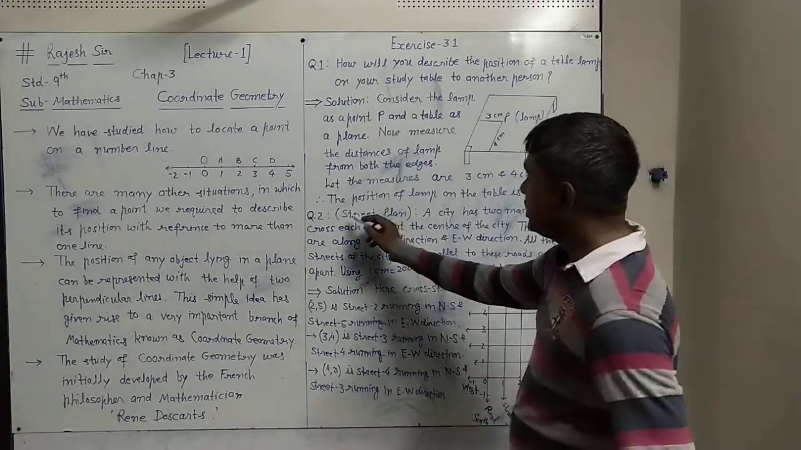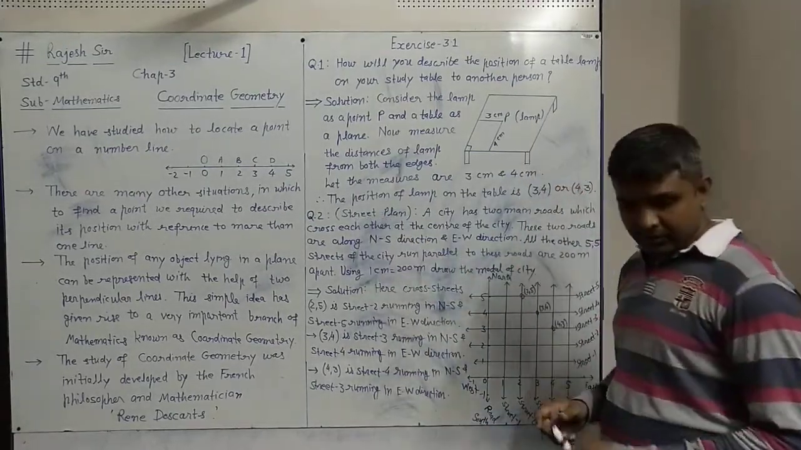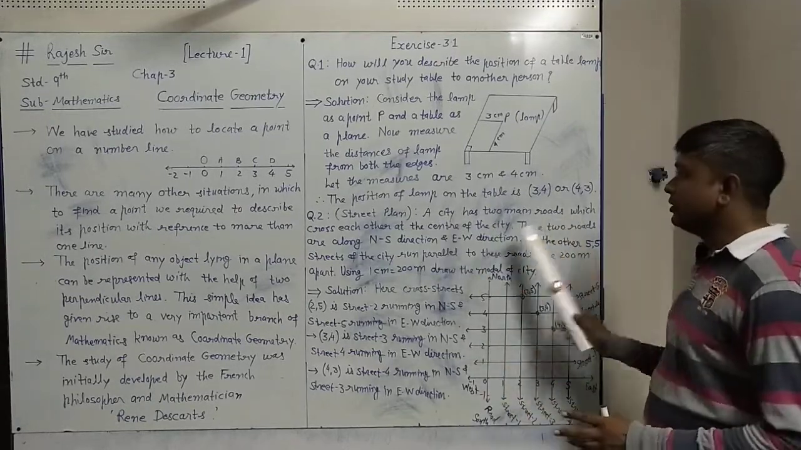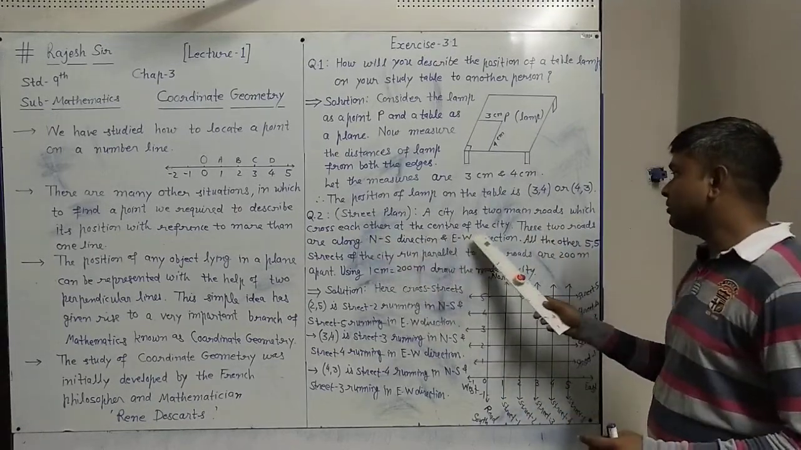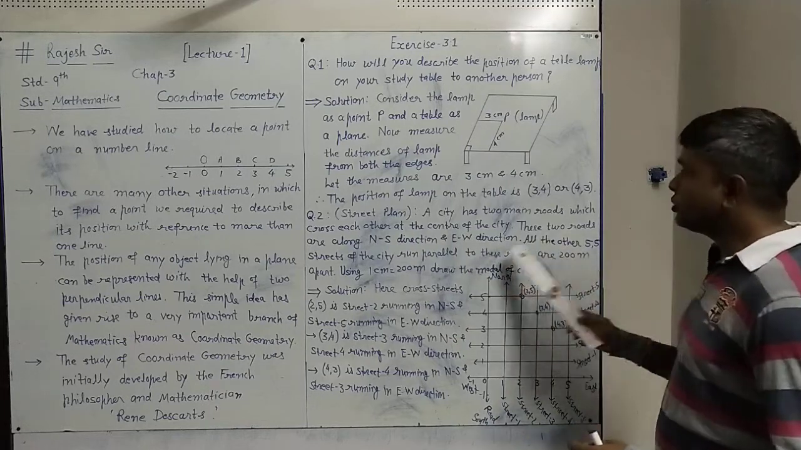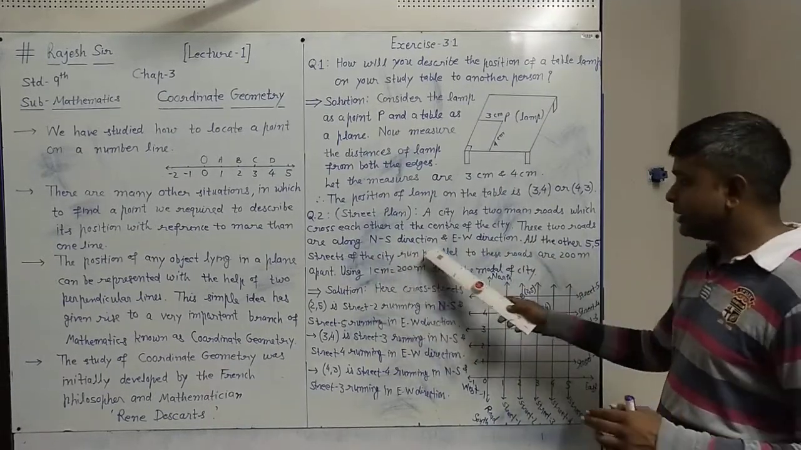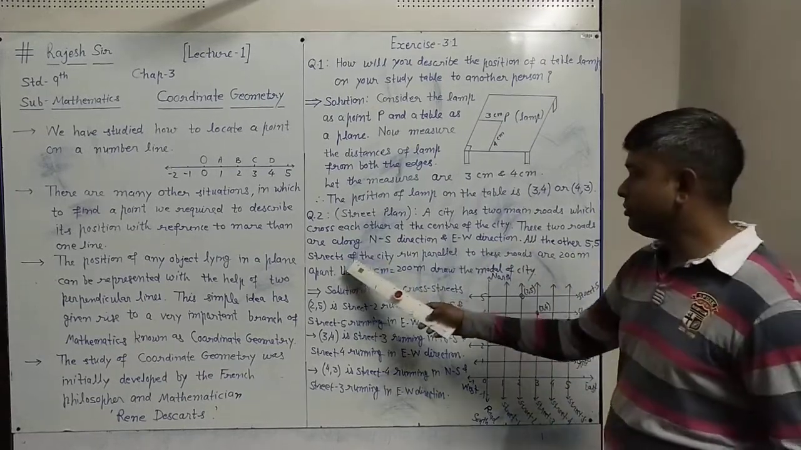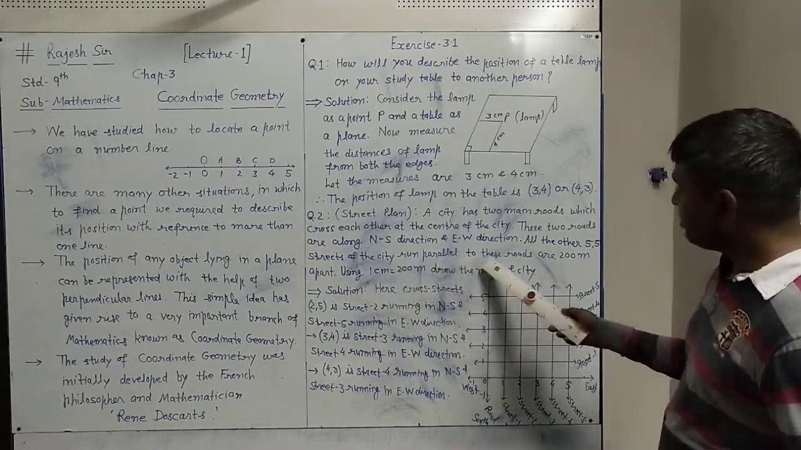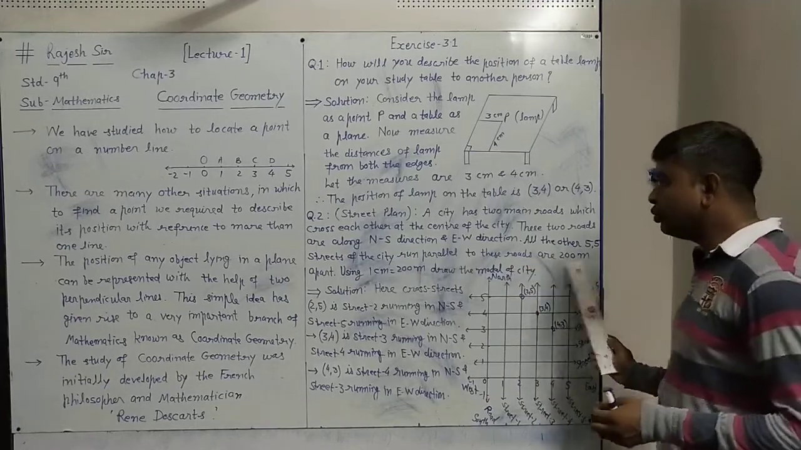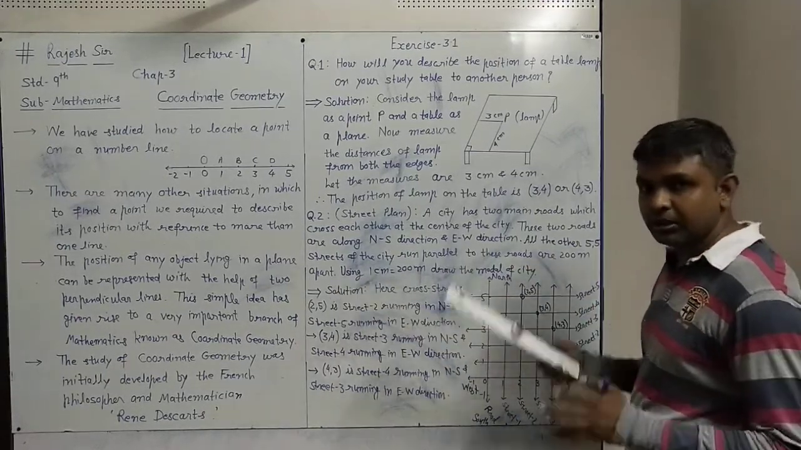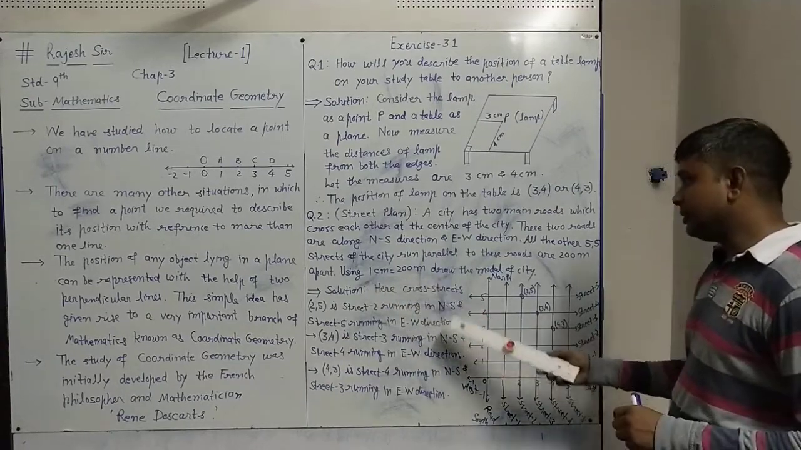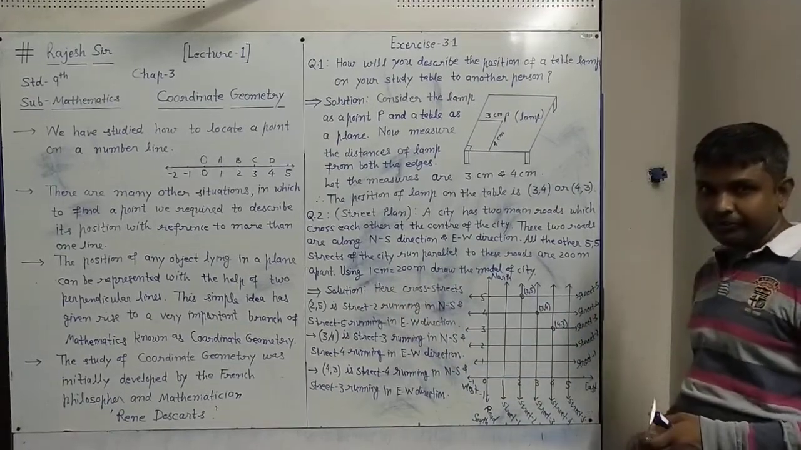Now question number 2, a street plan is given. Which type of street plan does it have? A city has two main roads which cross each other at the center of the city. These two roads are along the north-south direction and the east-west direction. All other 5 streets of the city run parallel to these roads and are 200 meter apart. This is the plan. Now using 1 centimeter equals 200 meter, draw the model of the city.